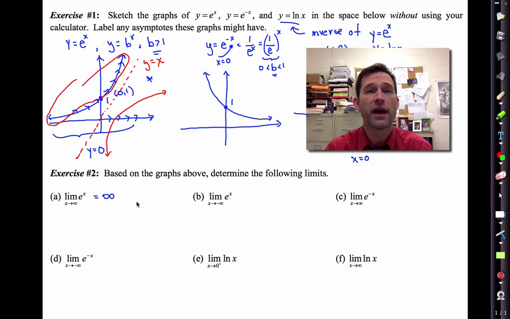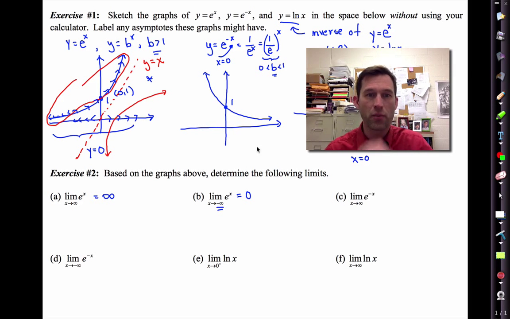On the other hand, look at letter B. Now we have the limit of e to the x as x goes to, and this is important, negative infinity. In this case, we can go back to that first graph again, but here we're traveling to the left along the x-axis, and the y-coordinate is simply getting smaller and smaller. So e to the x is headed towards 0. It's not headed towards negative infinity.